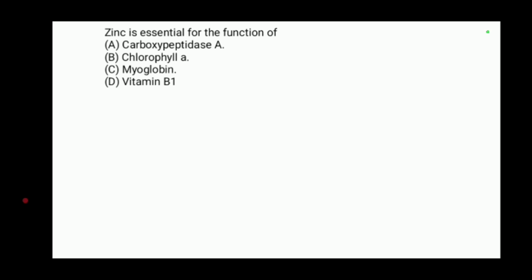First question, zinc is essential for the function of option A, carboxypeptidase A, option B, chlorophyll A, option C, myoglobin, option D, vitamin B1. And the correct answer is option A, carboxypeptidase A.